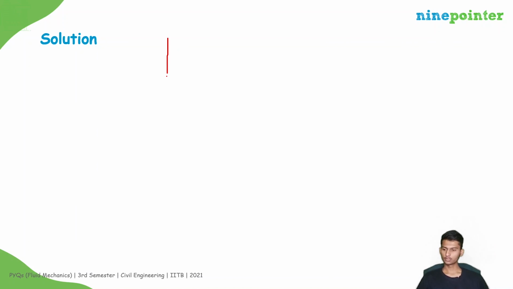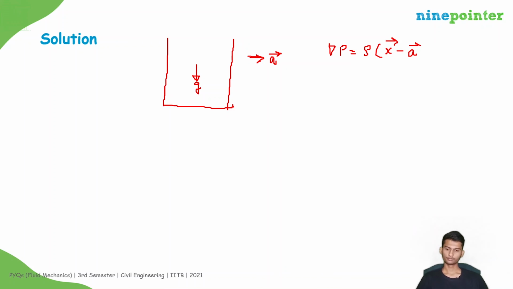the tank is moving with constant acceleration a. Here we have g, and the tank is moving with constant acceleration a bar, right? So now grad P will be equal to rho into x bar minus a bar. Okay, so now the gradient of P will be equal to x bar plus minus a bar, right? So this is the resultant of x bar and minus a bar.